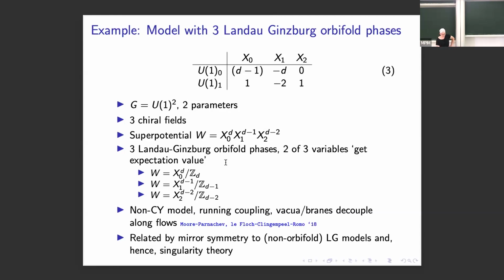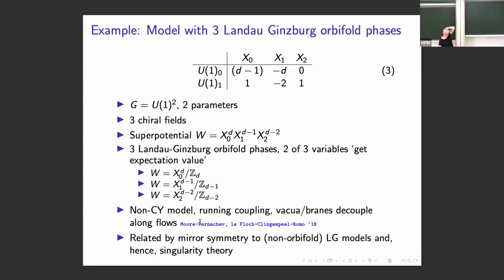Now there are 3 Landau-Ginzburg orbifold phases. Basically 2 out of 3 fields get an expectation value in each of these phases. So there's a phase x0 to the d divided by Zd, and then for each one of them x1 to the d minus 1, and so on. And between these Landau-Ginzburg models, one has relevant flows that we want to relate to defects, or that we want to construct using defects.